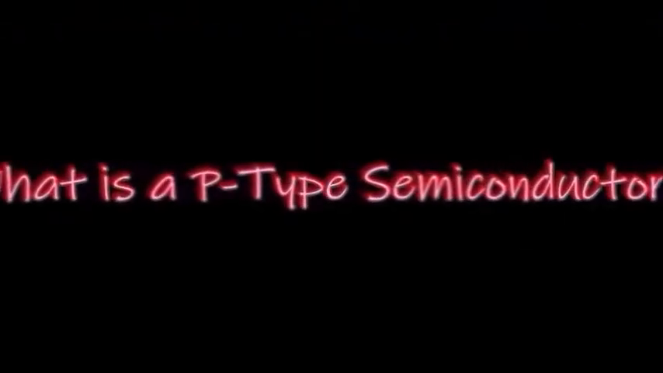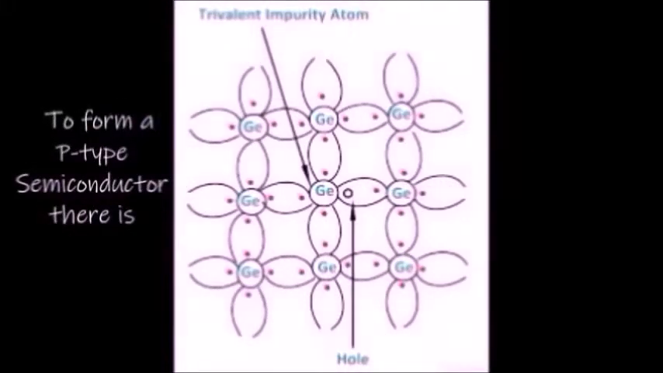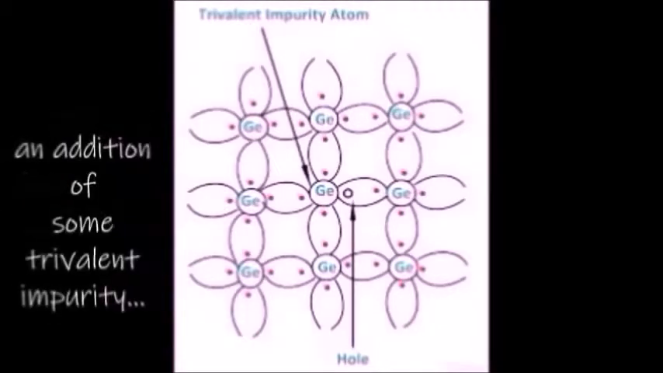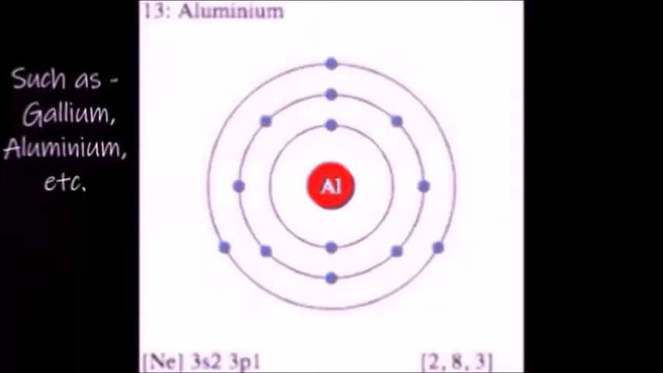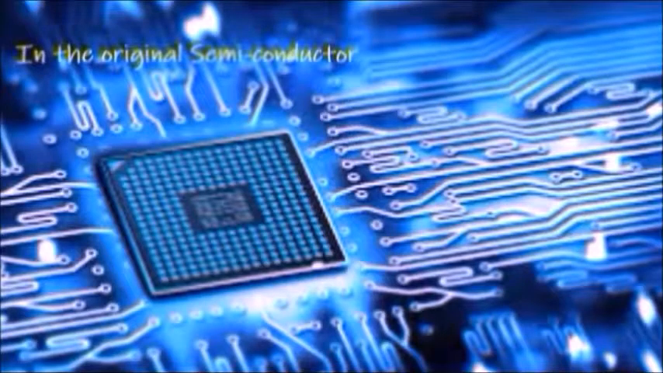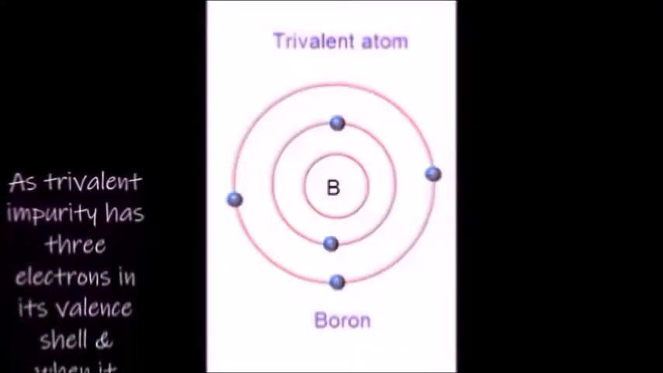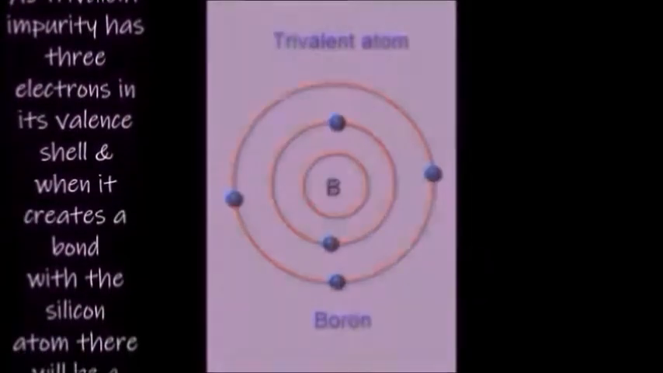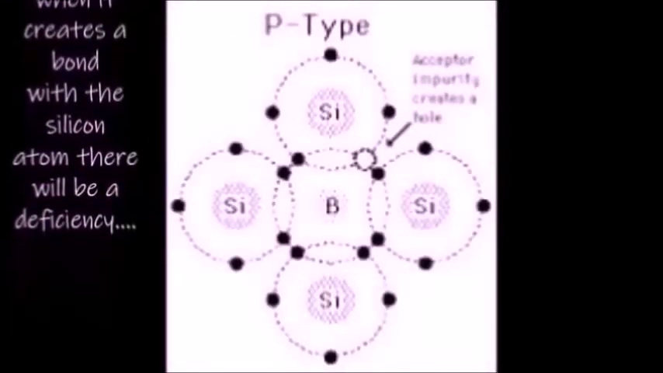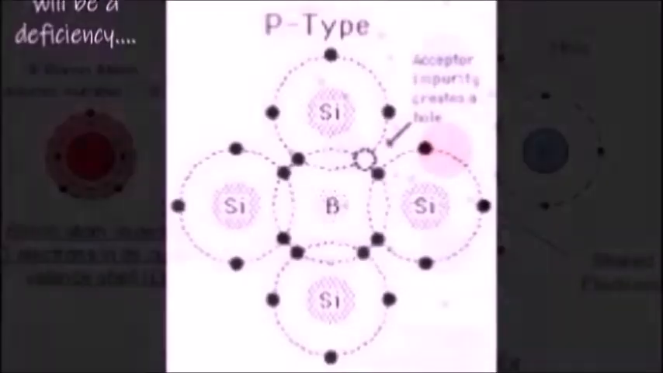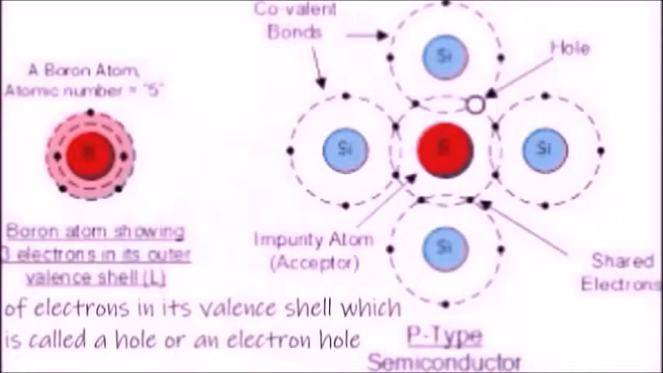What is a p-type semiconductor? To form a p-type semiconductor, there is an addition of some trivalent impurity such as gallium, aluminium, etc. in the original semiconductor. As a trivalent impurity has 3 electrons in its valence shell, when it creates a bond with the silicon atom, there will be a deficiency of electrons in its valence shell, which is called a hole or an electron hole.